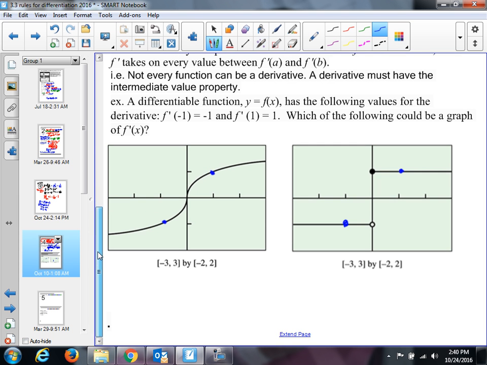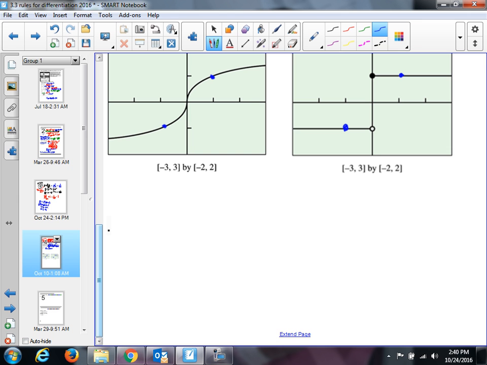Could be. So we could just say underneath it, could be a graph of f prime of x, since all values are in the range, okay? This one's not possible.